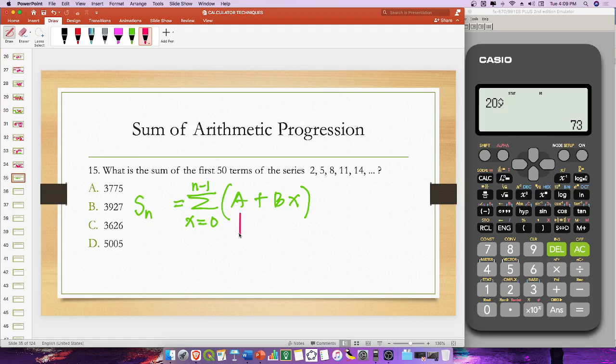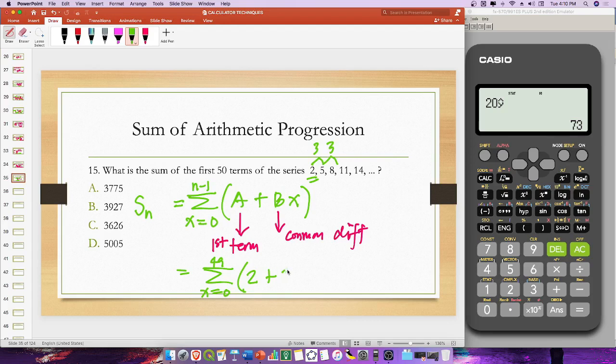What about a and b? a here is your first term, take note of that, and b here is your common difference. First term and the common difference, because we will be using these later to solve this problem. So let's try to solve this problem using this method. We are solving for the sum of the first 50 terms, so you can write that as x from 0, that's the first term, up to 49. Your first term is 2, that's your a, so you can write 2 plus, take note of the common difference, which by inspection is 3, so 3x.